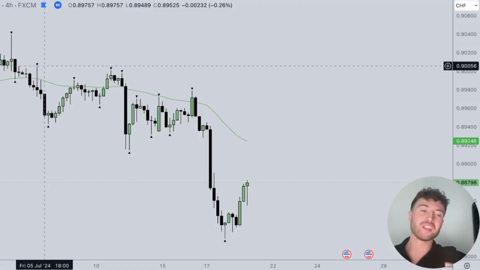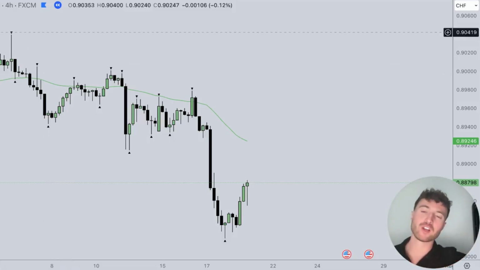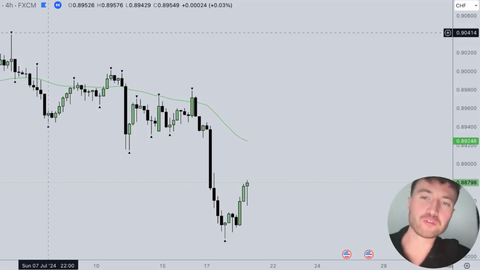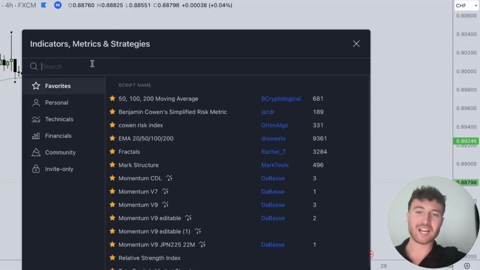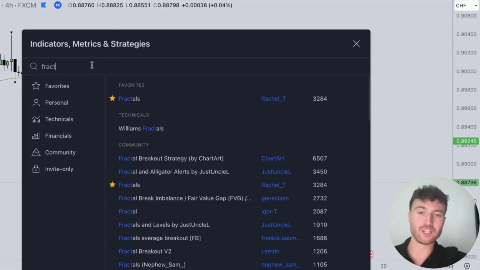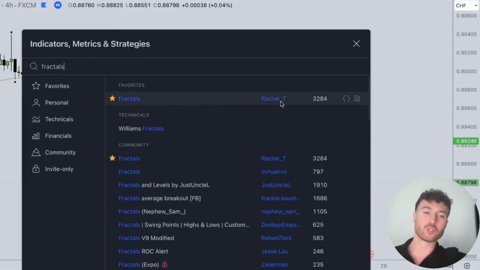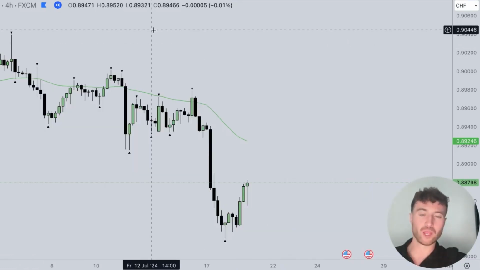So now that we've headed over to the charts, this is USD CHF on the 4-hour time frame. What I want you guys first off to do is to head over to the indicators tab at the top of your screen, type in fractals, okay? It's this one by Rachel_T. Add that to your charts, add that to your favorites, okay?